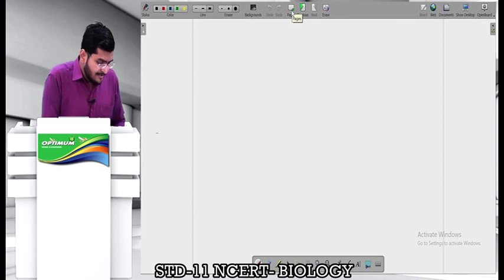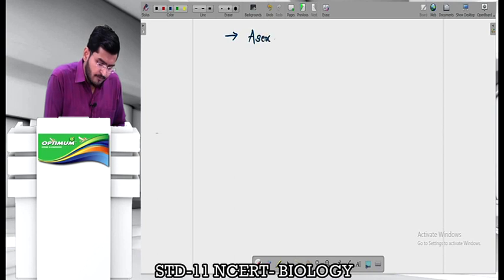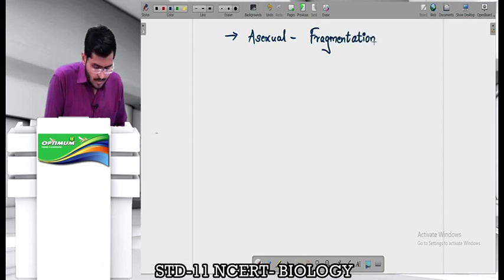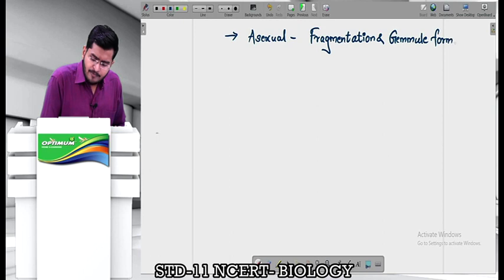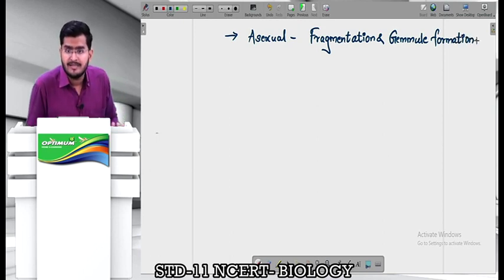Moving ahead, let us speak about its reproduction. Poriferans have an asexual mode of reproduction. Asexual reproduction is by fragmentation and gemmule formation. Fragmentation means you can divide sponges into any number of pieces, and every piece can give rise to a new sponge. And gemmule formation is just like budding.